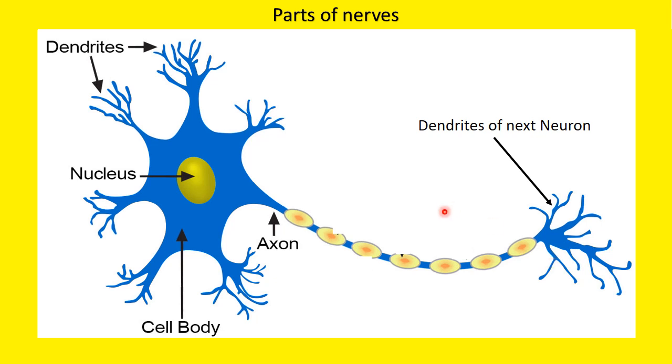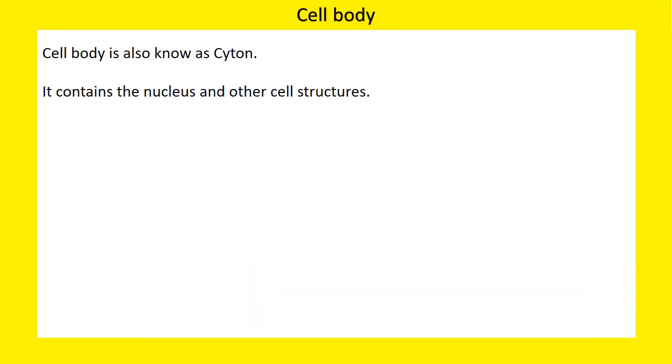So we need more nerves attached, and the last nerve should be attached to the brain or the spinal cord. But this nerve is not directly going, there are more connecting nerves behind. So these are the dendrites of the next neuron, and so on. One more nerve will continue. So let's move on to the next slide.